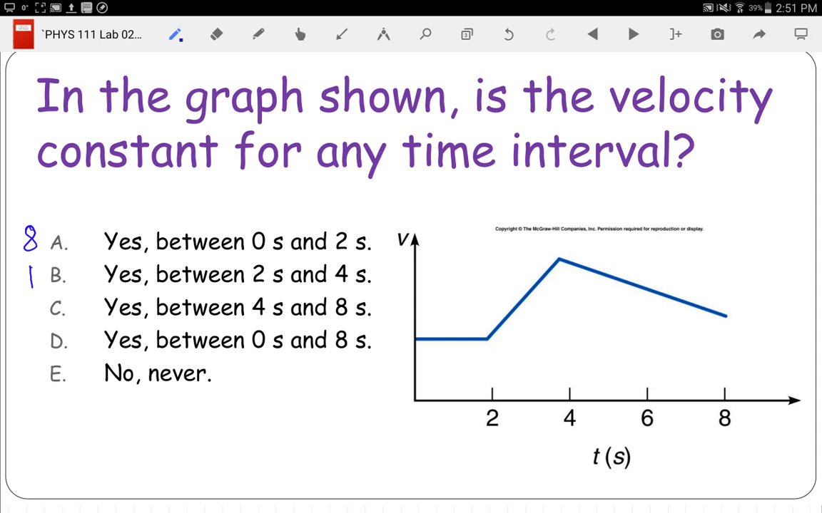Then from 2 to 4 seconds, the velocity increased, so it sped up. Sped up, what do we call that again? Acceleration. So it's accelerating forward. It's a straight line, so the acceleration was constant. Then at 4 seconds, what's it start doing?